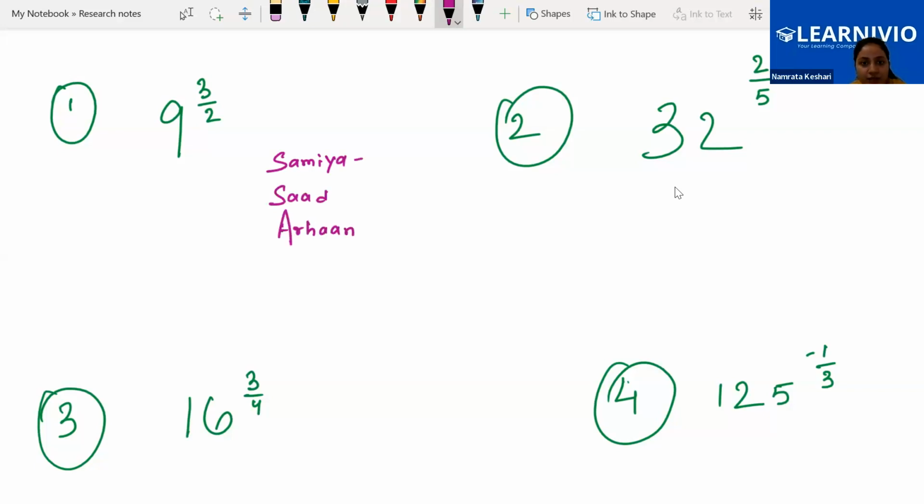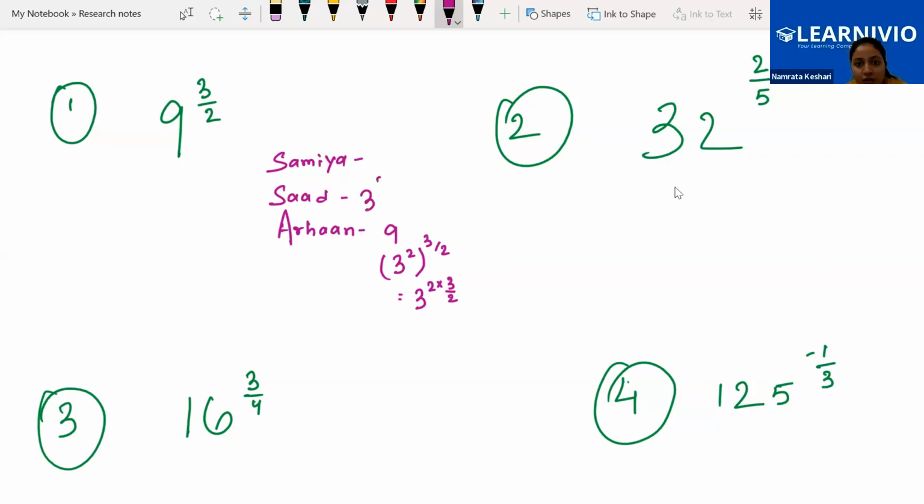Please tell me. Ma'am, we can write 9 as 3 raised to the power 2, and then we can apply the law of exponent by multiplying the powers, so that it would be 2 into 3 upon 2. Okay. Yes, coming to you, Samya and Sat. 9 is 3 to the power 2, and using the law of exponents we can multiply it, and then we'll get the answer 3 to the power 3.